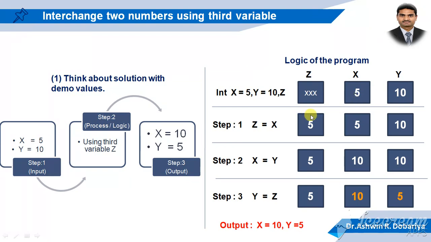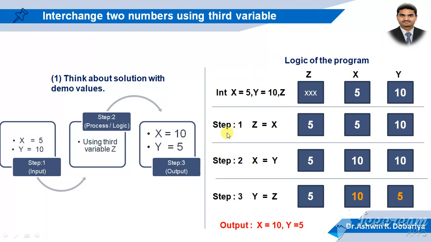Then see, the first step is z, which we have declared as a temporary variable, so it will store a temporary value. So first we will assign the value of x to z. Actually, what we are doing is keeping one backup copy of x in z. So the statement is z is equal to x, meaning the value of x is stored to z. Since the value of x is 5, 5 is assigned to z.